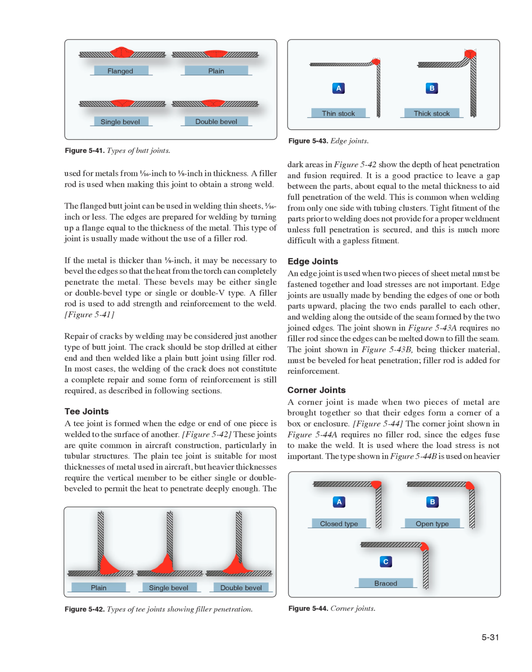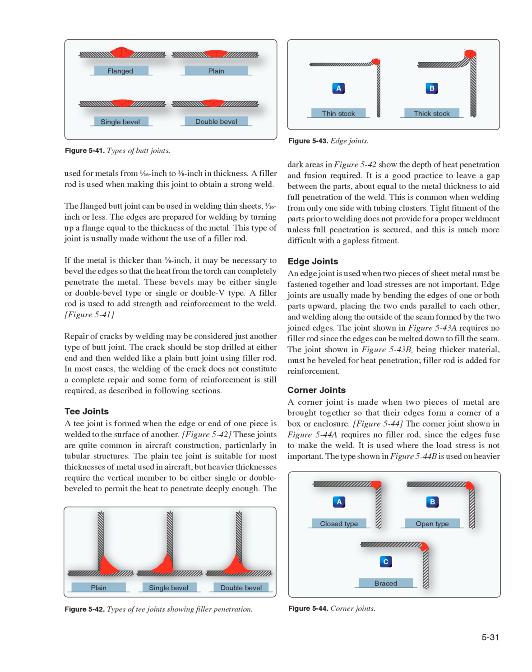Edge joints. An edge joint is used when two pieces of sheet metal must be fastened together and load stresses are not important. Edge joints are usually made by bending the edges of one or both parts upward, placing the two ends parallel to each other, and welding along the outside of the seam formed by the two joined edges. The joint shown in Figure 543A requires no filler rod since the edges can be melted down to fill the seam. The joint shown in Figure 543B, being thicker material, must be beveled for heat penetration. Filler rod is added for reinforcement.